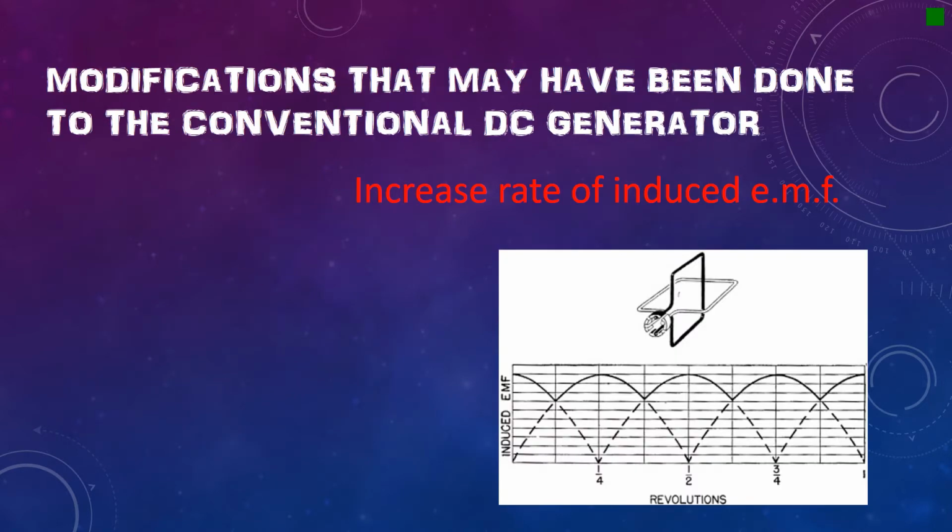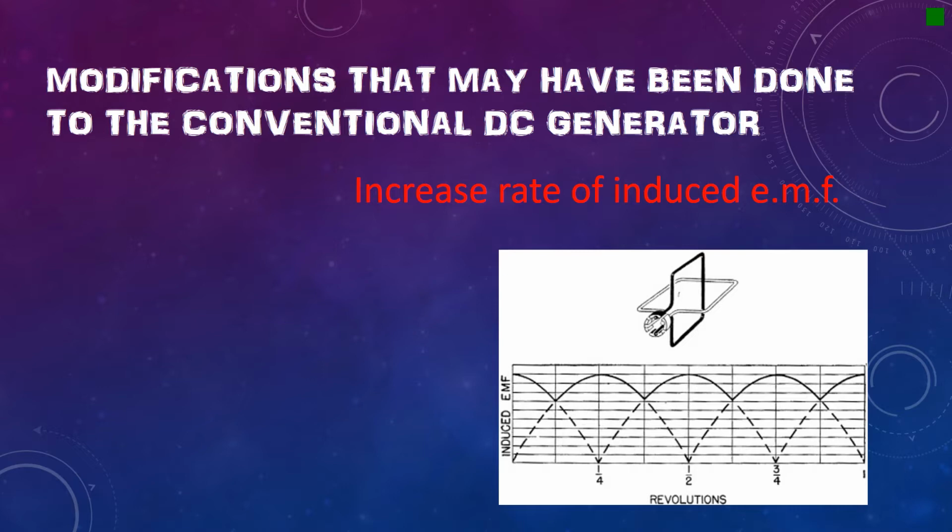So, modifications that may have been done to conventional DC generator. There are two ways we can do this. First, increase the rate of induced EMF, and the second being reducing the energy losses. So, to increase the rate of induced EMF, we can do this by adding more coils. Adding more coils will increase the change of magnetic flux in each revolution, so the rate of induced EMF increases, and a much more frequent and stable current production, as you can see in this graph.